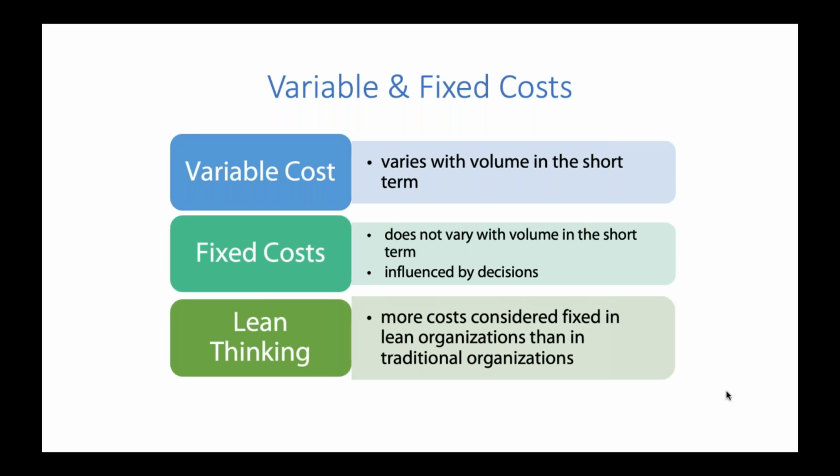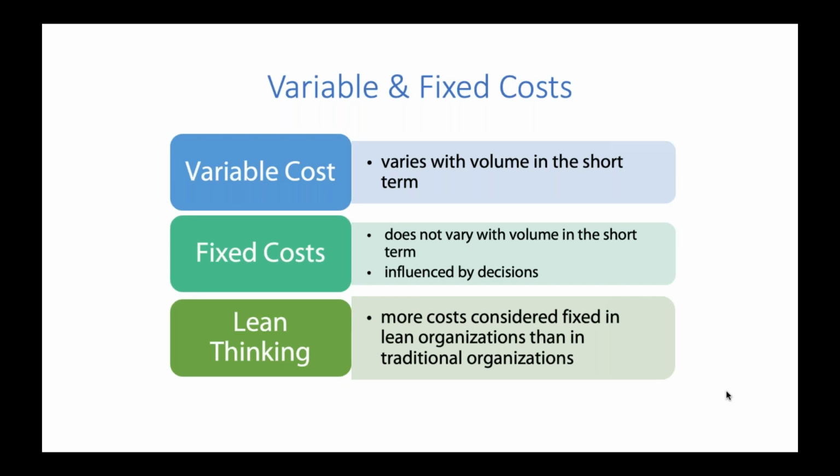One of the reasons why traditional organizations think they have more variable costs than they do is because of existing cost allocation systems which may be present, or maybe the use of rates. Anytime you're using a rate, cost per blank, you're really trying to convert a fixed cost into a variable cost.